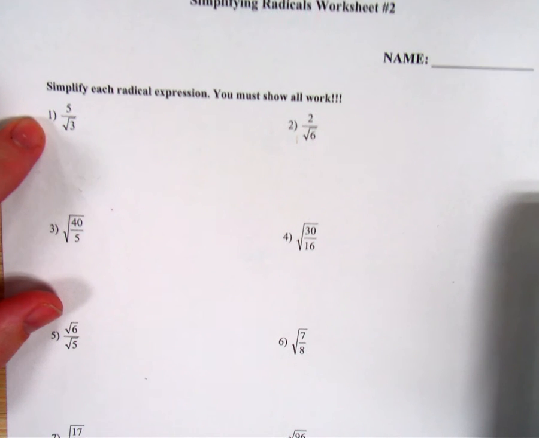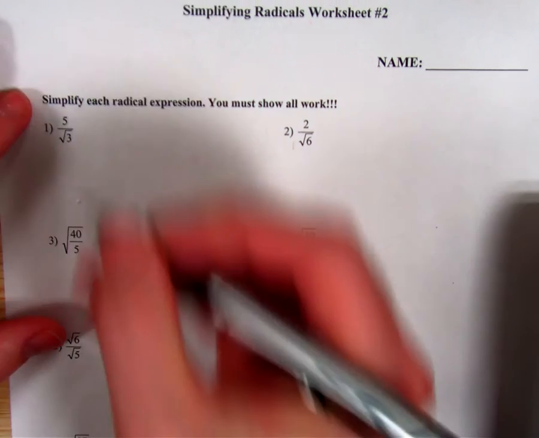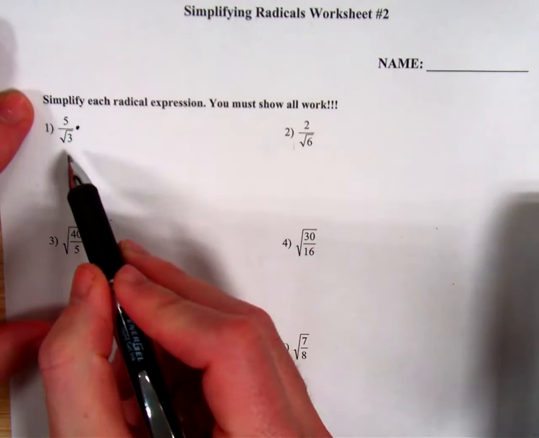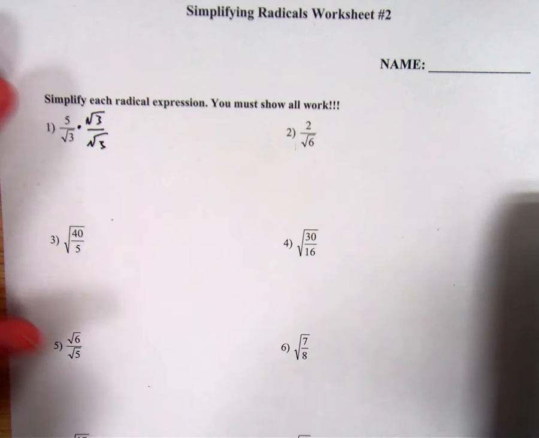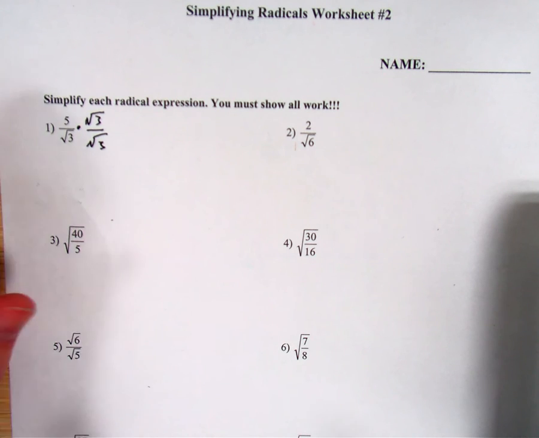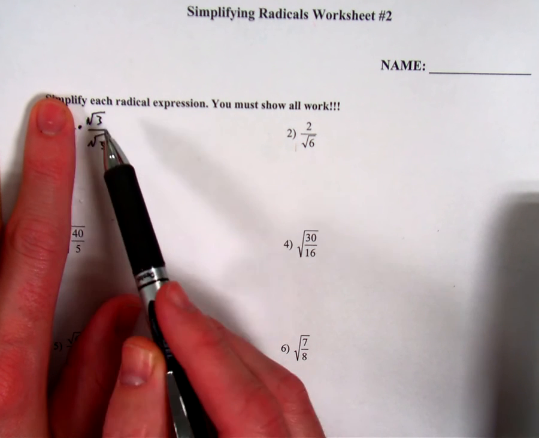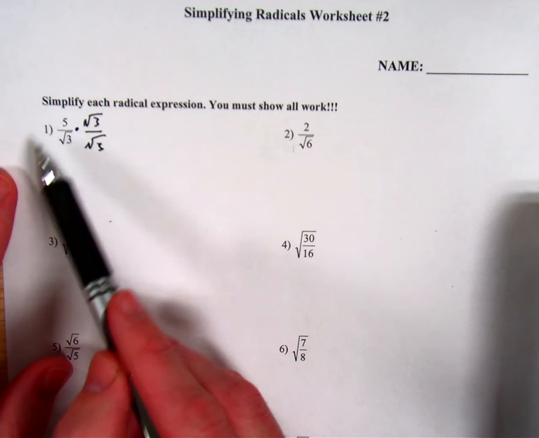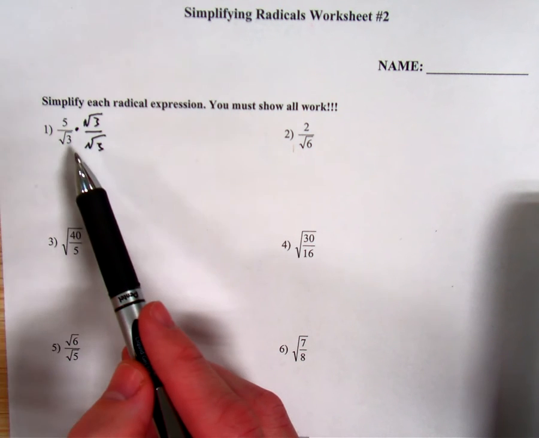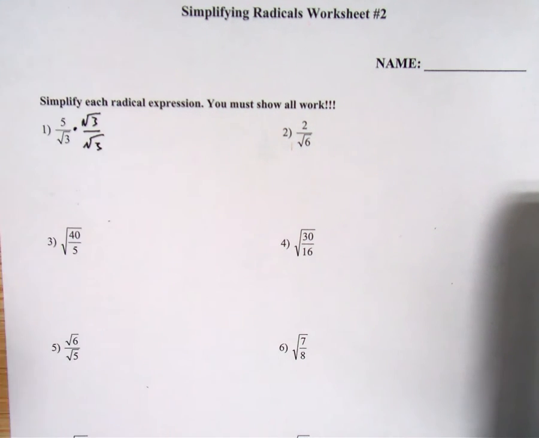So number 1, 5 over the square root of 3. Most basic problem here. The easiest way to get rid of a radical on the bottom is to multiply the top and the bottom by that same radical or that same square root. Because what's anything divided by itself? Square root of 3 divided by the square root of 3, anything divided by itself should be 1. And if I multiply anything times 1, the value stays the same. So that's why I have to multiply the top and the bottom by the same, because then it's like I'm multiplying by 1. And the value won't change.